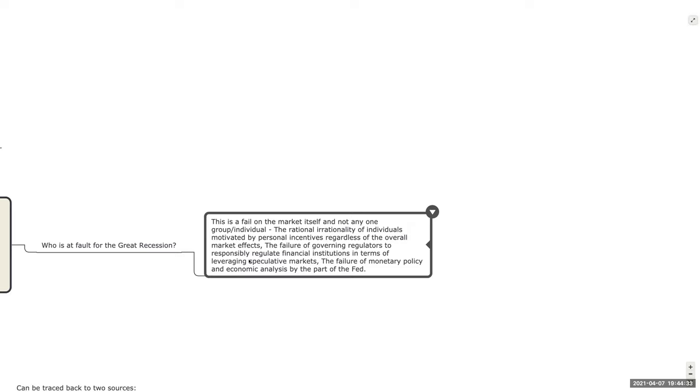The three main things that he outlines as the cause for the 2007-2008 recession were the rational irrationality of individuals motivated by personal incentives, regardless of overall market effects; the failure of governing regulators to responsibly regulate financial institutions in terms of leveraging speculative markets; and the failure of monetary policy and economic analysis on the part of the Fed.